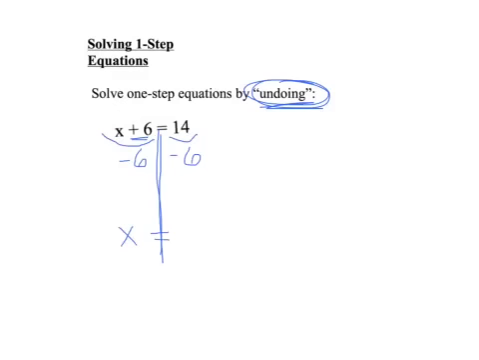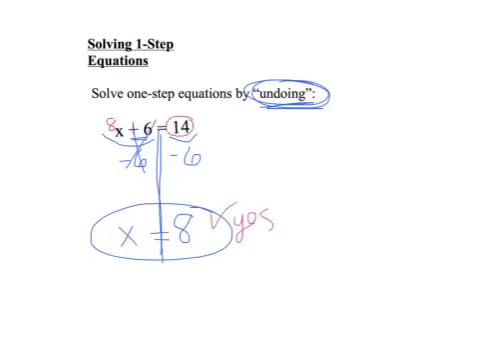On the left-hand side, plus 6 minus 6 is equal to 0. So I can cross that off, and that leaves me with just an x, and that's perfect. That's what we want. On the right-hand side, 14 minus 6 is 8, and that's the answer. So now I know that the variable x is equal to 8. And if I wanted to check that, I could put that back into the equation, put an 8 in here, and just try 8 plus 6 and see that it really equals 14, and it does. So we checked it and we got it right.